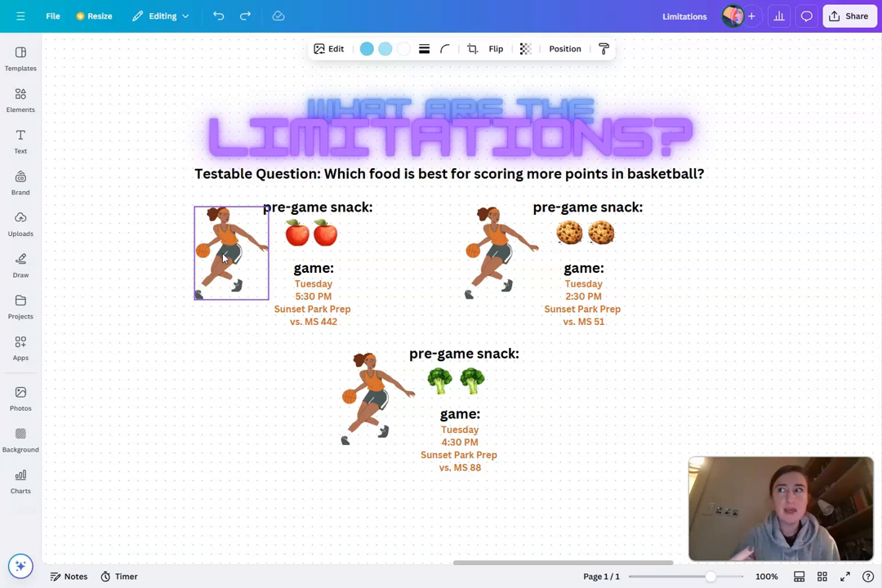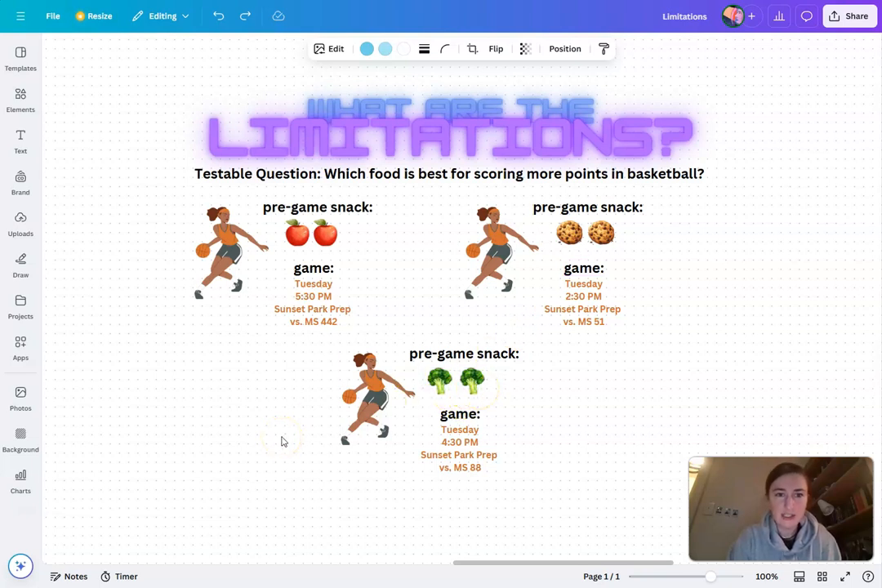And then maybe later on in the season, she can keep eating that food. She can keep eating apples if they make her score the best, if they make her score the most points. Why wouldn't she eat the apple before every game, you know? However, if you look, okay, we have the same amount: 2 apples, 2 cookies, 2 pieces of broccoli.